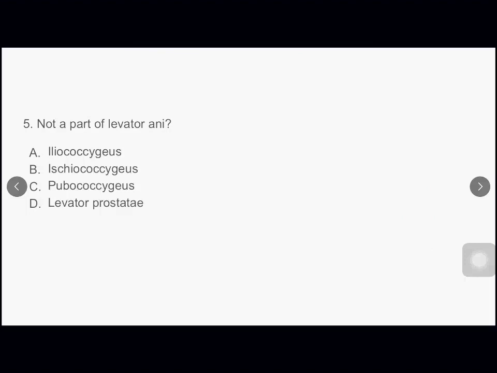Which is not a part of levator ani? I told you in the last diagram, you have two parts. Yes, it is the ischiococcygeus. Though it sounds similar, it is actually a separate muscle. Only the iliococcygeus and pubococcygeus are the parts. Levator prostatae is actually a part of the pubococcygeus only. Under the pubococcygeus, you have the puborectalis and levator prostatae.